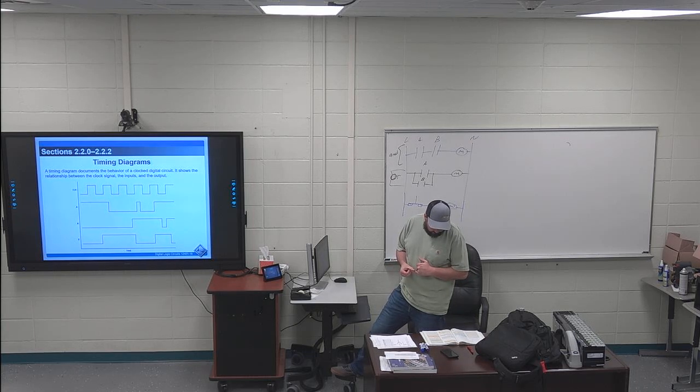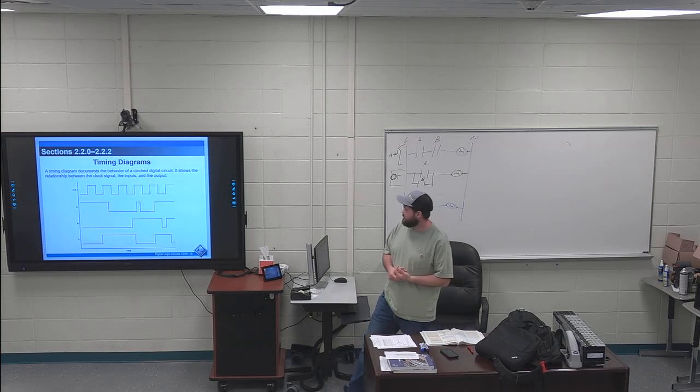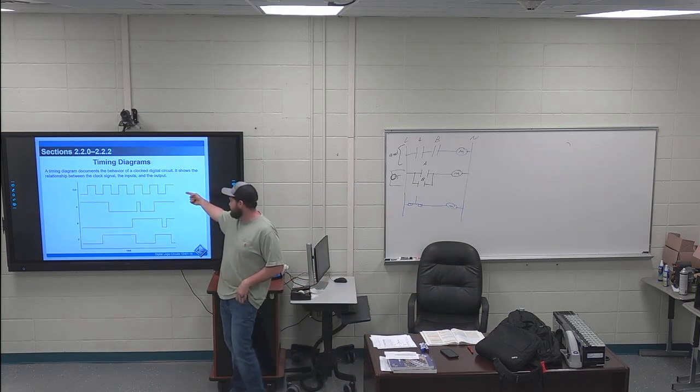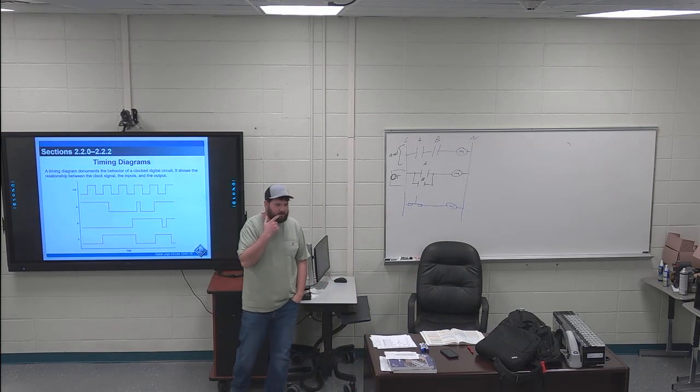A timing diagram is a kind of graph with time as the x-axis, or the horizontal plane. So that is your clock logic, this right here. This goes between 0 and 1.